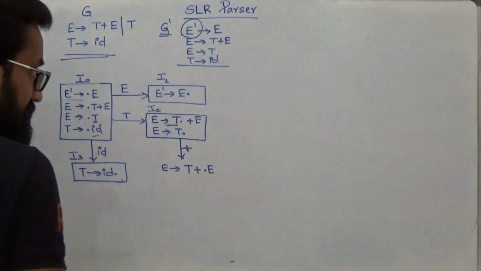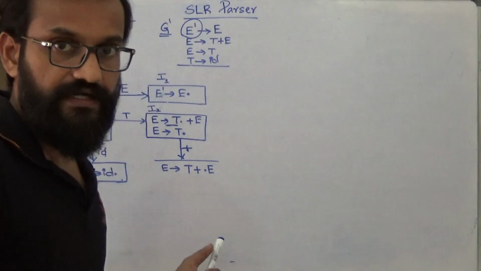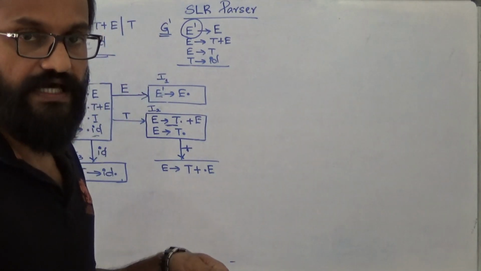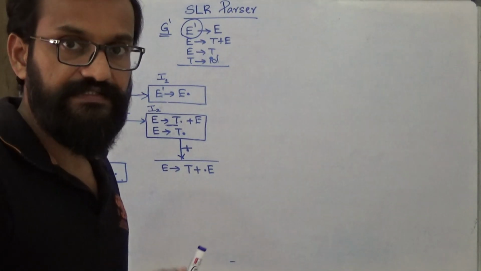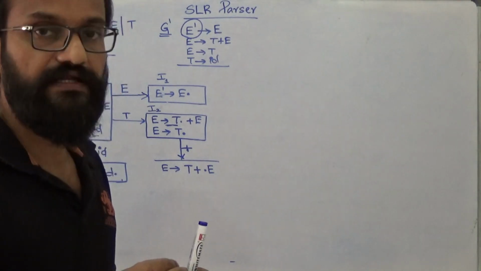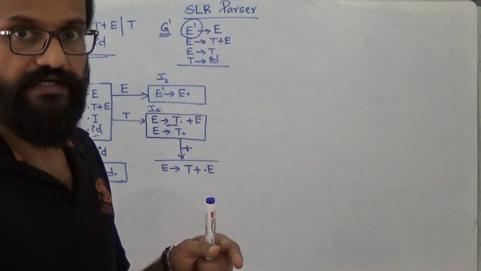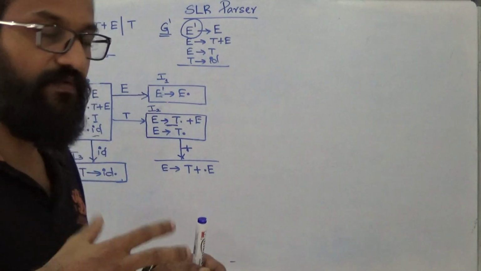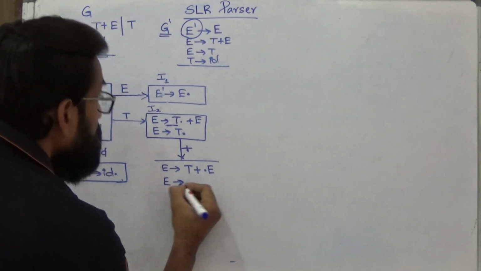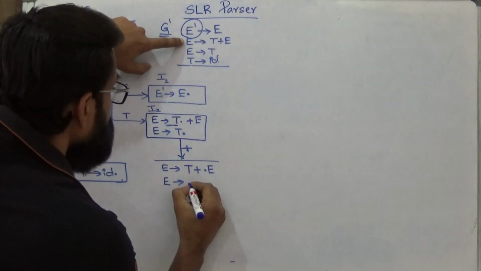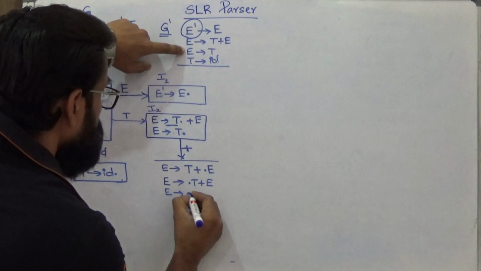Once after adding the initial item, take the closure. So verify whether you can expand the item set by taking the closure or not. You are having a right hand side that contains dot followed by a variable. If you are having such an item, you can expand the item set by taking the closure, by adding the productions corresponding to that variable. The productions corresponding to E include E giving dot T plus E. Then you are having this production E giving dot T.